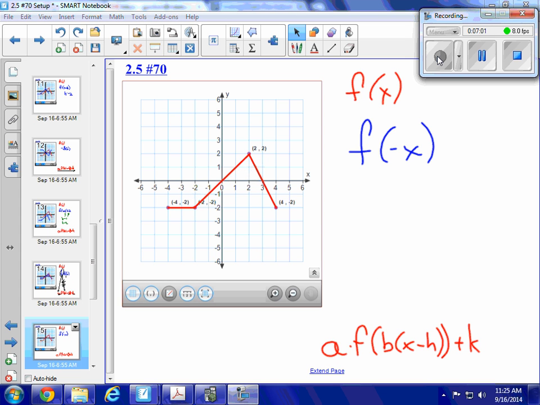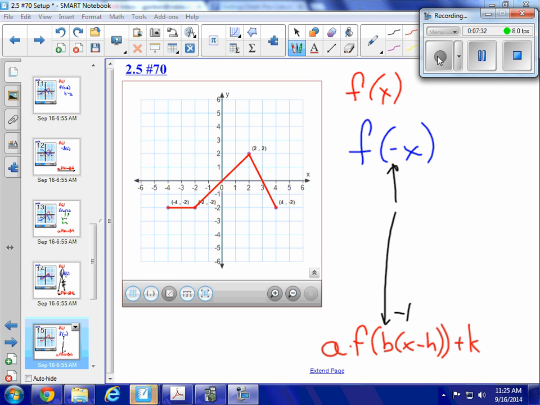My next transformation is f of -x. Now this negative sign, as you can see, is inside the function. So it's operating like a b. In fact, it is a b, and it's a b of -1. b's are inside the function. They affect the x values. They do not affect the y values, only the x values. So I'm going to make all of my x values now negative.